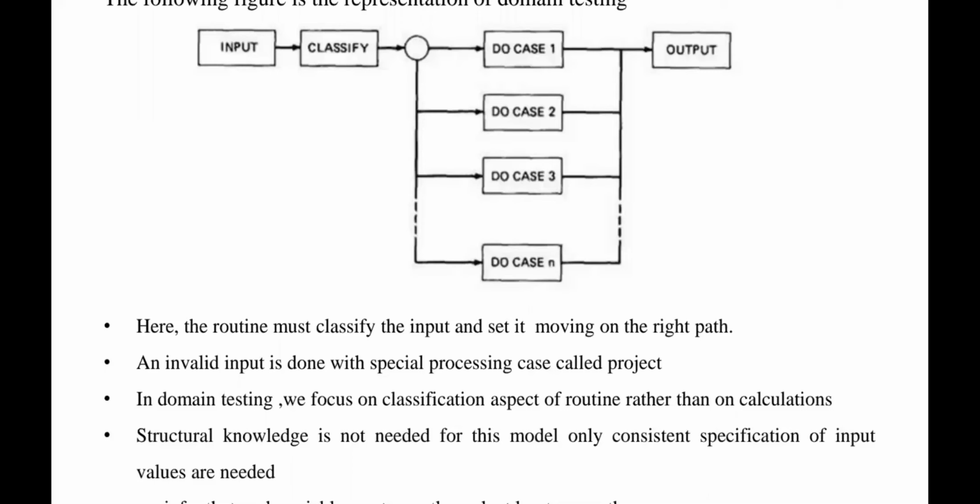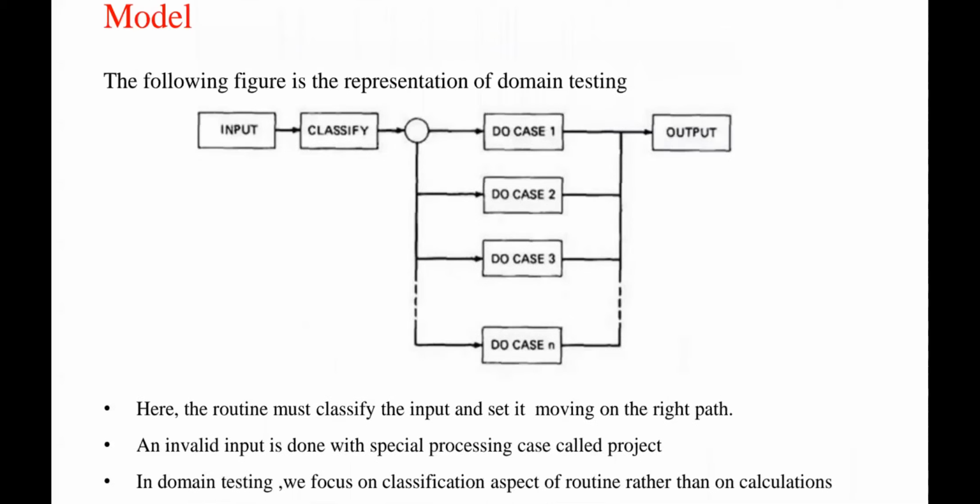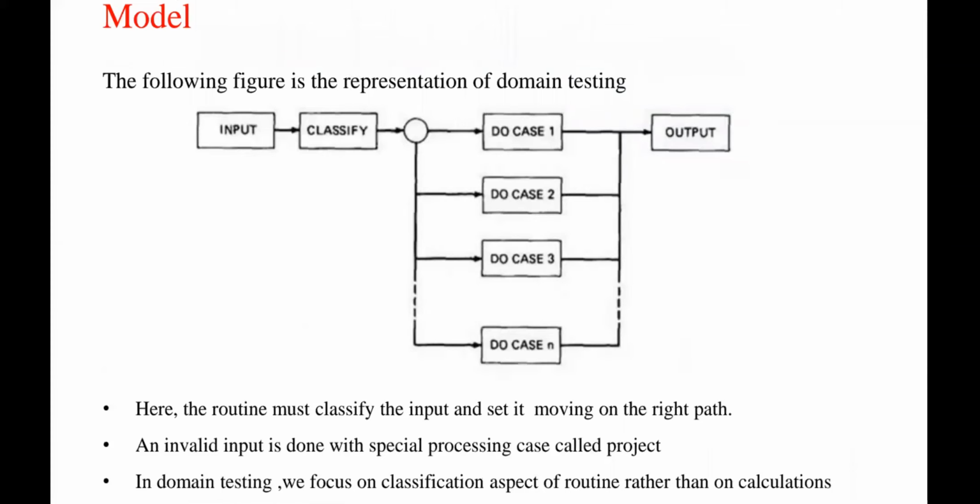So the whole model represents the input values, does the classifications, checks which cases are working and which cases are set for this classification, and finally, according to the right classification, it gives the output. That is the main process of domain testing. The main agenda of domain testing is the set of input values, not structural knowledge. How the structure is represented is not important. Whatever input is given is important. That is the model of domain testing.